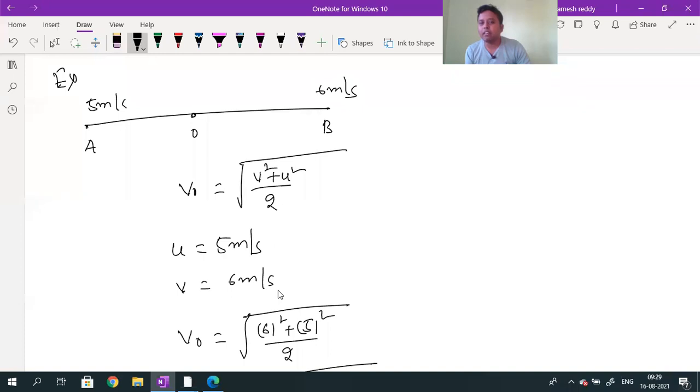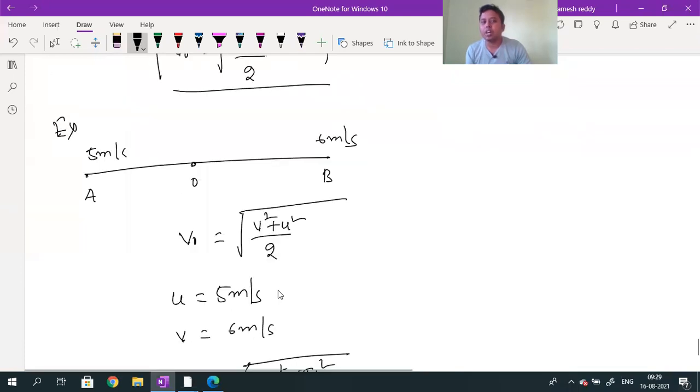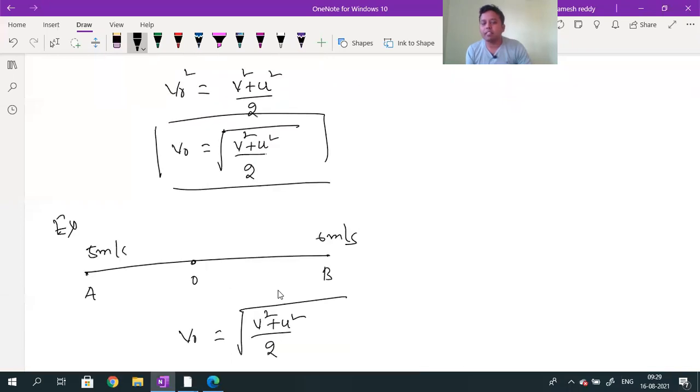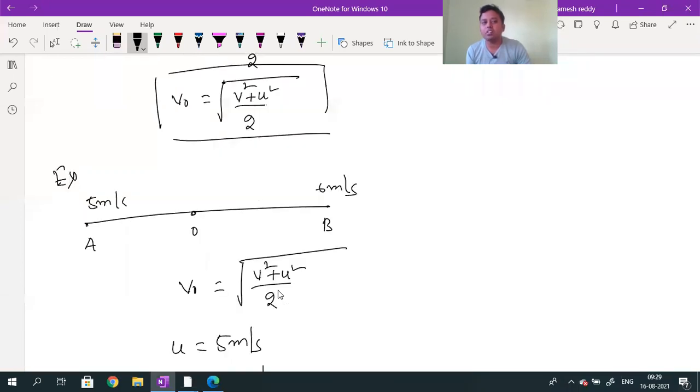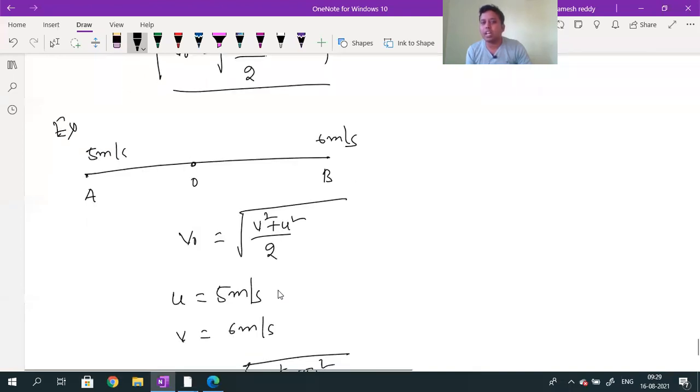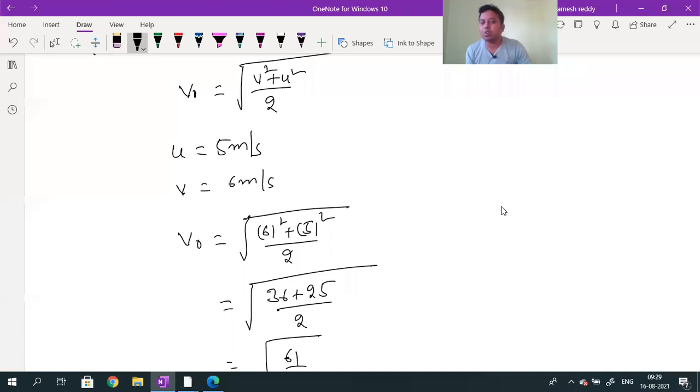It is not root 11 divided by 2. This is the formula: v square plus u square, divided by 2. So the v value is 6 and the u value is 5. So the total answer is root of 61 by 2. Numerical understood? Sir, we don't know the formula.